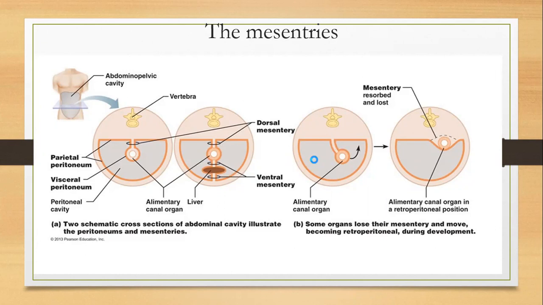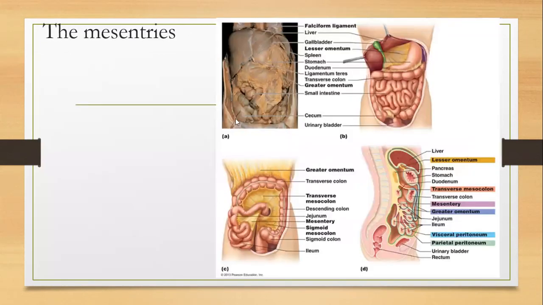So if you look at the next diagram here, this is just the gross structure. I think this one you're familiar with. When you go to the lab, this is what you see. But if you look at the schematic representation, we have your intestines here.